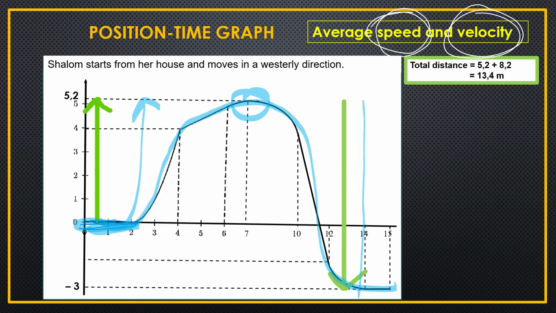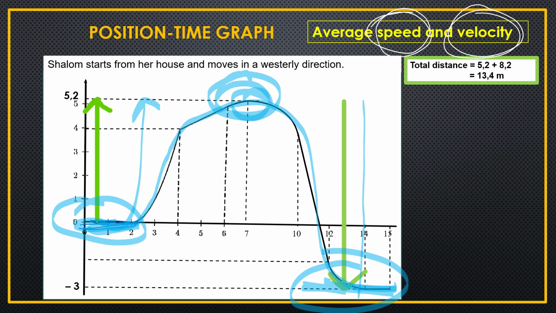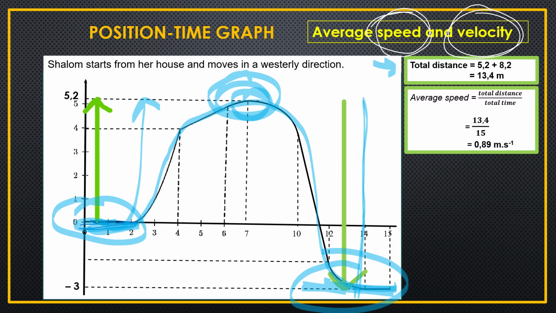So the total distance that she walks from beginning to end is 5.2 meters up. Then she turns around and then she moves 5.2 and 3 that equals 8.2. So all in all, her total distance is 13.4 meters. So if you calculate the speed, her average speed will be the total distance, which is 13.4 meters, divided by the total time. So the total time you find here on your graph. And that will just give you her average speed.